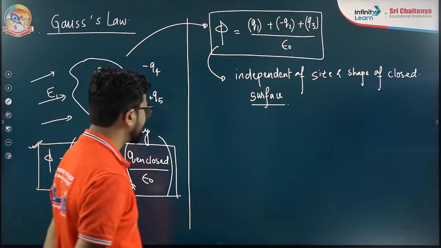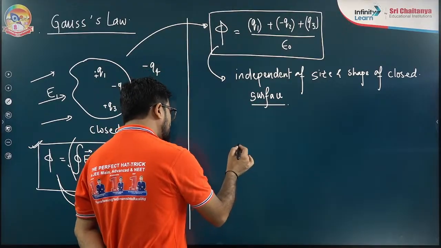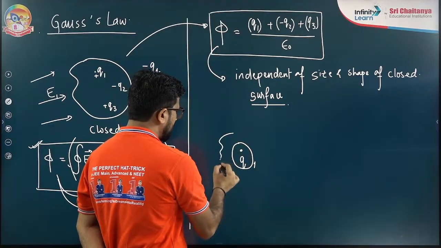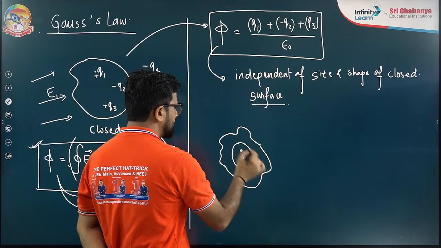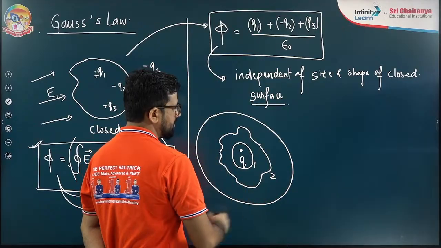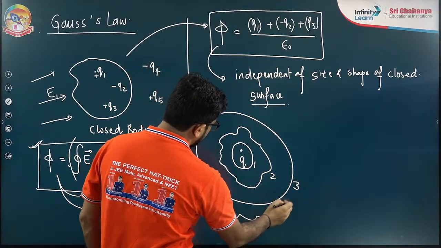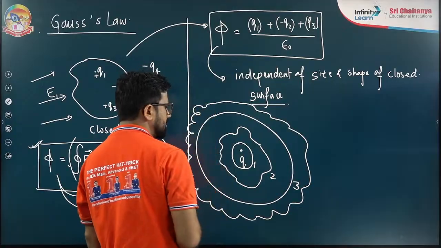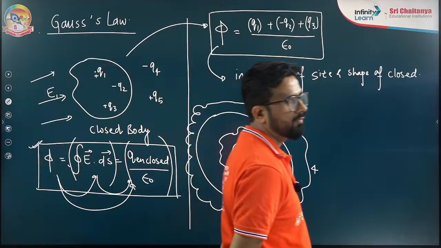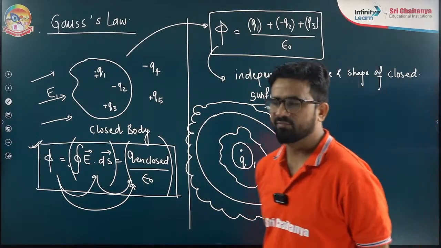Please explain. Yes. Suppose there is one charge, beta, Q. And if I say there is one small surface, it is surface 1. Another surface is this, surface 2, closed surface. Another surface is this, surface 3. Another surface is this, closed surface, this is surface 4. Now the question is very simple. Please tell what is the flux associated with surface 1, surface 2, surface 3, surface 4.